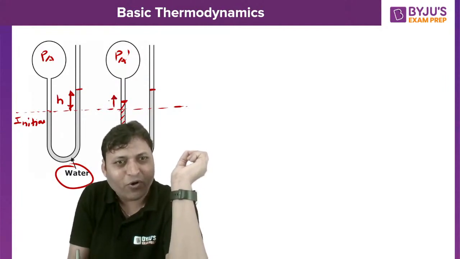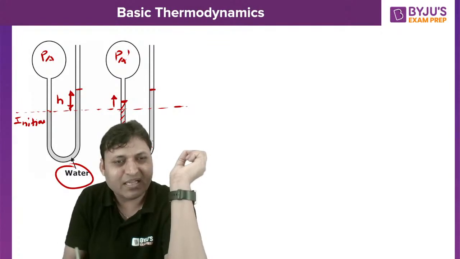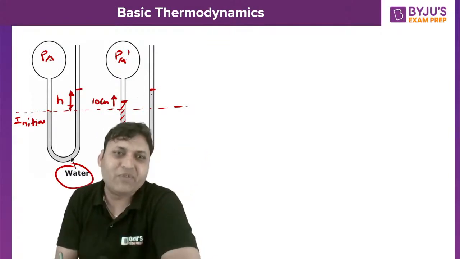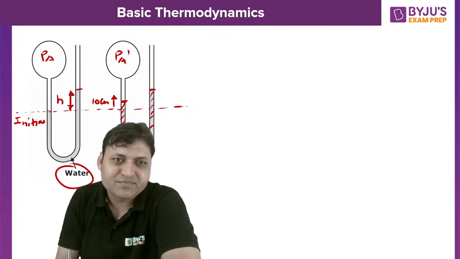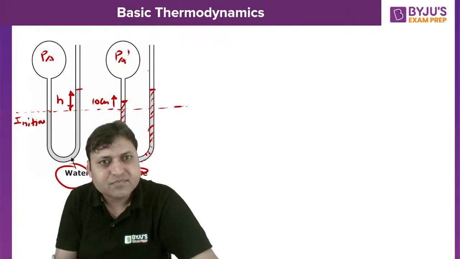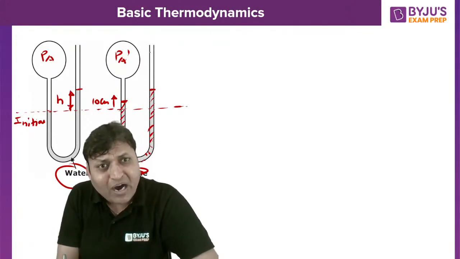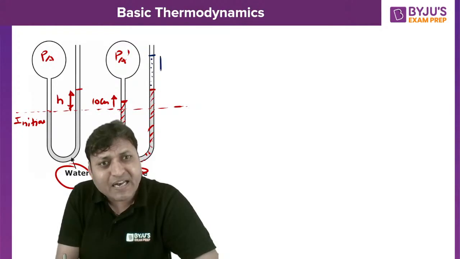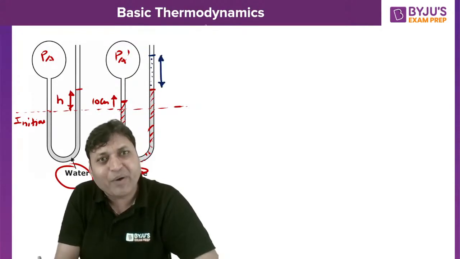The rise of water from the initial level in the left limb is 10 centimeter. Then it will become PA dash. This is water, and then there is kerosene. Can you just let me know how much height kerosene will occupy?